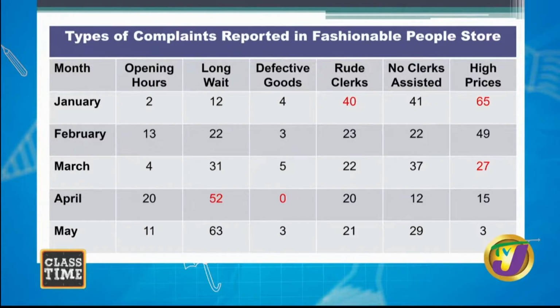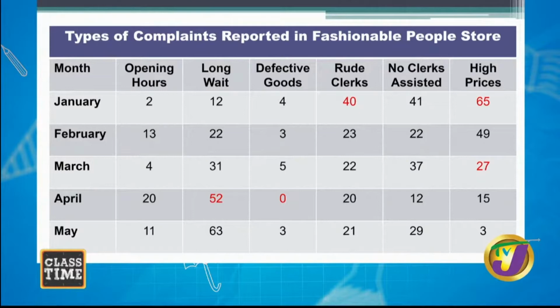Then you look at defective goods. We've highlighted April again, 0. That is the lowest figure on the entire board. So that one is significant for that reason. Then we look at the rude clerks. We started at 40. Remember we looked at this before? We said that outside of that one figure, everything else was relatively consistent. So we have to highlight that figure because it is the one that is the odd man out.